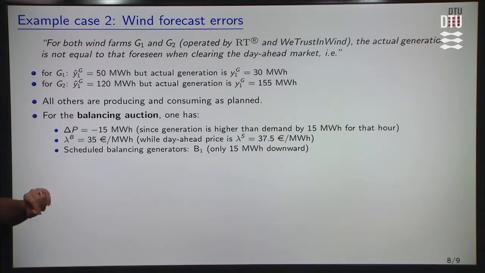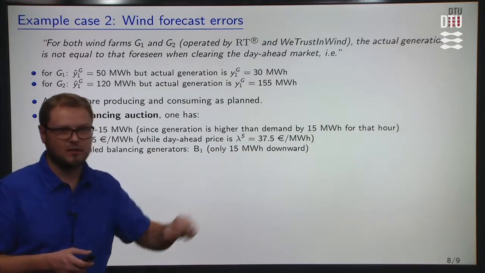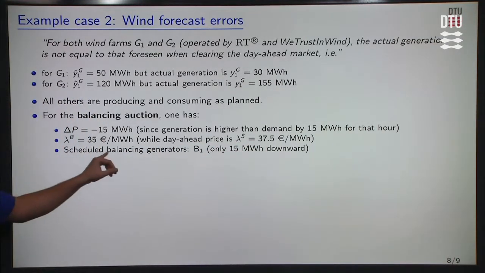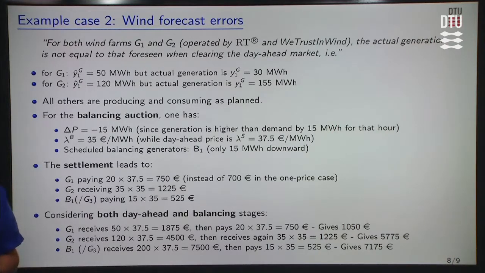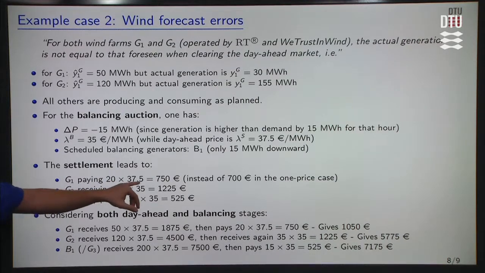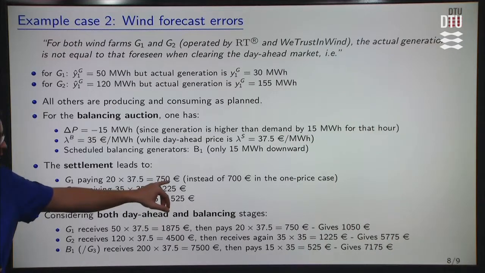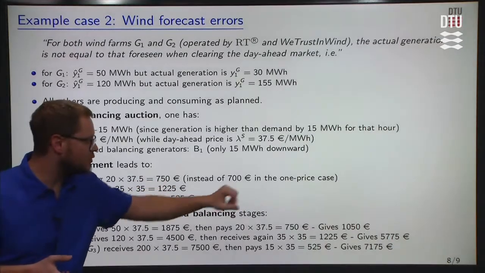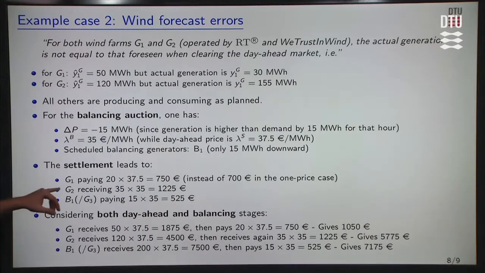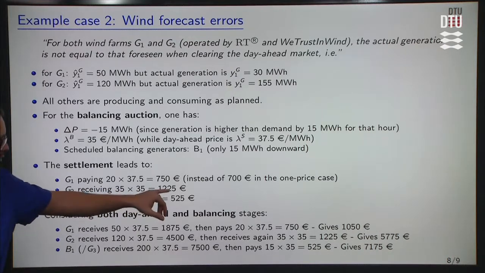We have a need for downward regulation of 15 megawatt hour. We have a price lambda b for balancing of 35 euro, and remember the day-ahead price lambda s is 37.5, and we have scheduled balancing generator downward B1 with 15 megawatt hour. In terms of settlement now, we have G1 having to pay 20 times 37.5 equals 750 euro. And this is instead of the 700 euro in the one price case. G2 receives similarly 35 times 35 equal 1225 euro.